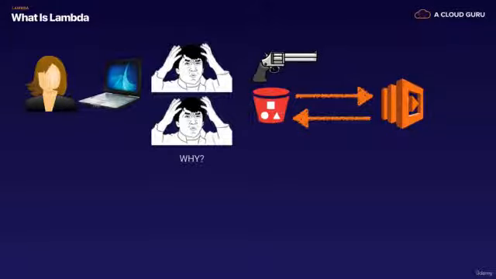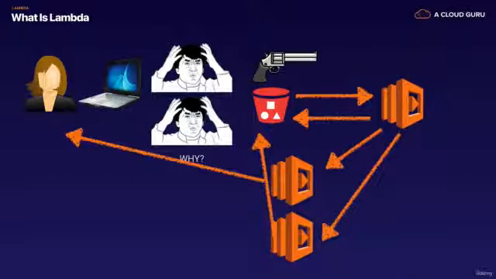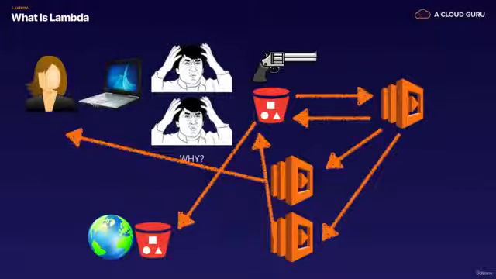And the cool thing about Lambda is it can trigger other Lambda functions. So it can trigger another Lambda function to tell the user, here you go, here's your meme. And it could also trigger another Lambda function to store that meme back in an S3 bucket. And then you could use cross-region replication to store that meme somewhere else in the world.